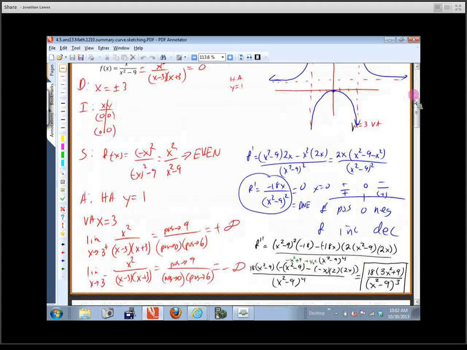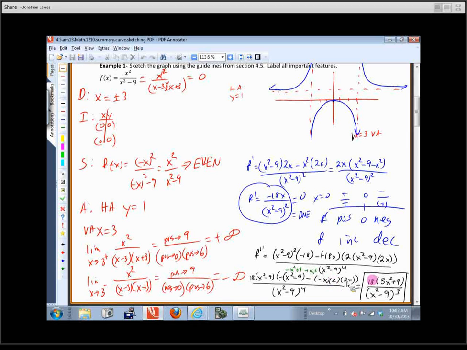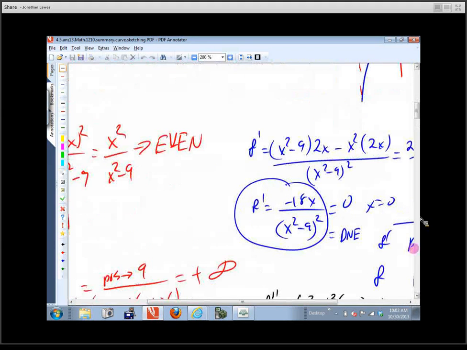I went through, and one thing we didn't do is find the second derivative. So I went through and did the work for finding the second derivative here. So there's the quotient rule. I factored some things out, and this is what we end up with right here. So I'm going to zoom in on that, and let's talk about this for just a second.